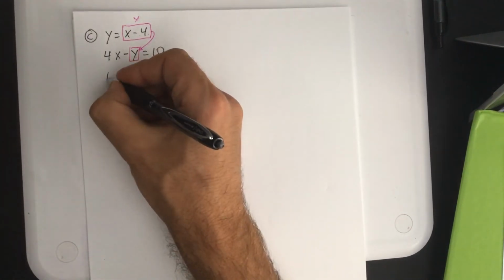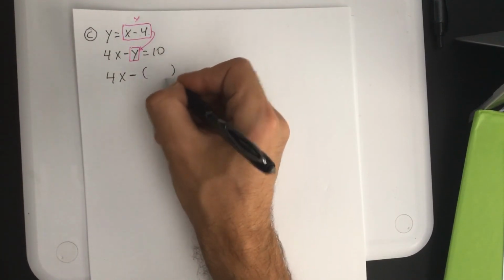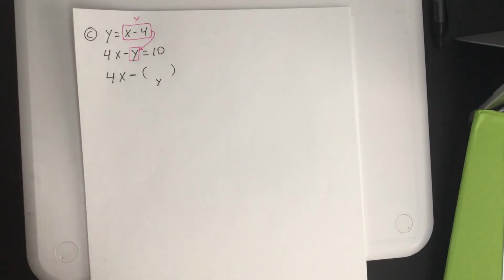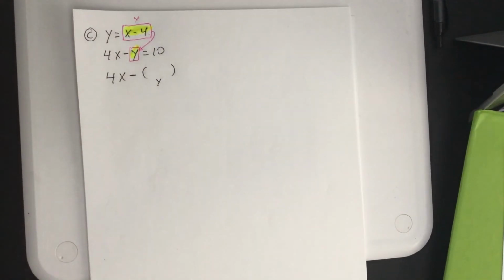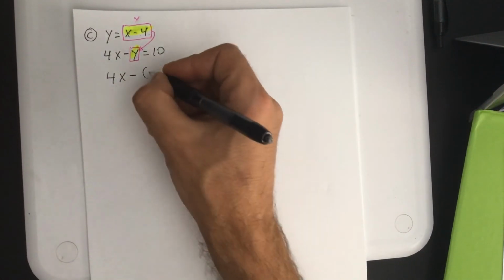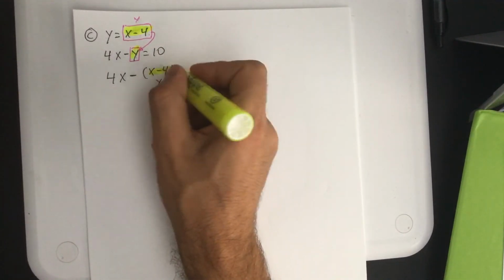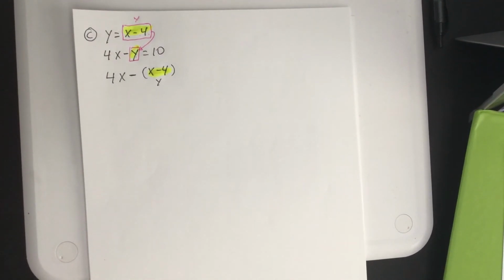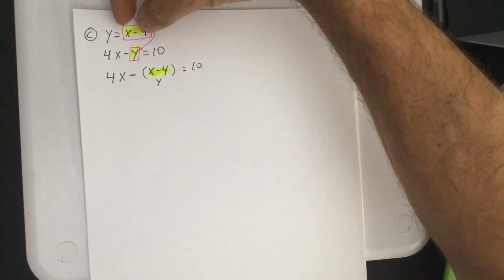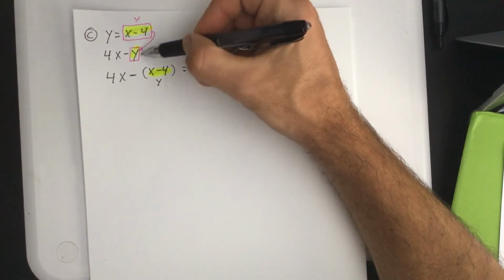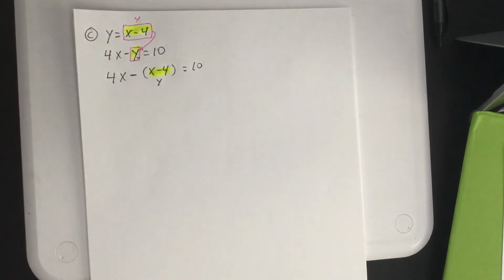So basically we got 4x minus, and remember, you're gonna have a y right there, but your y, guys, is gonna be equal to x minus 4. So I'm going to be plugging that in there. So instead of having a y, it's going to be x minus 4. And that's going to be equal to 10. So I'm taking this little piece here, and I'm placing it right here instead of the y. And now I got my equation with one variable only.